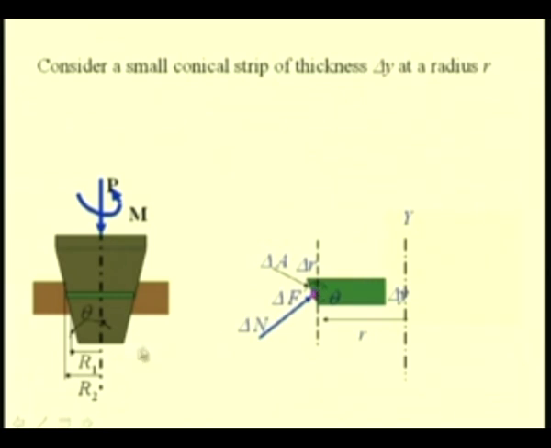Here theta is the semi-conical angle of this pivot bearing. So, now based on this free body diagram, we can write the differential moment that has to be resisted for this element.